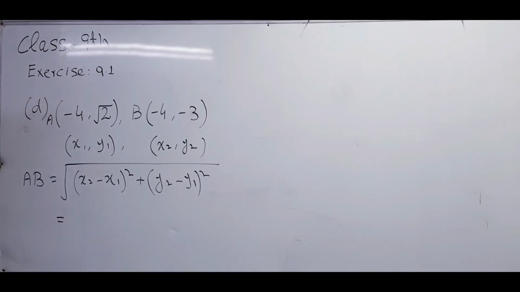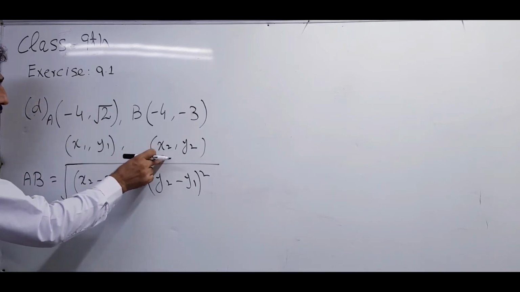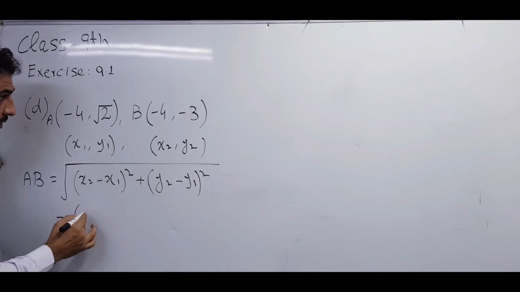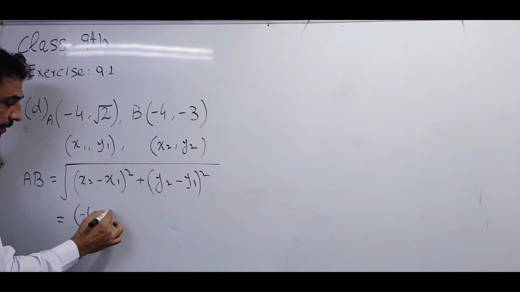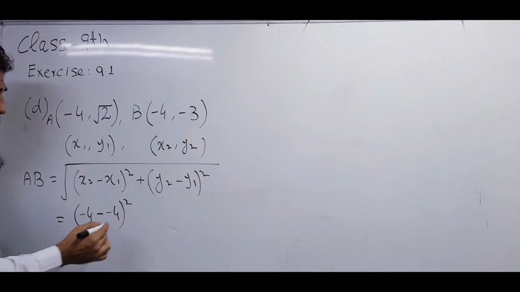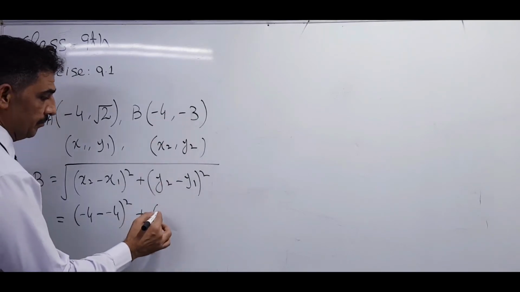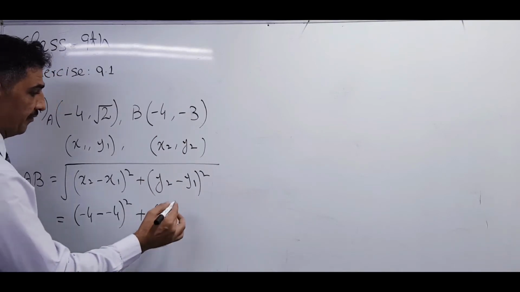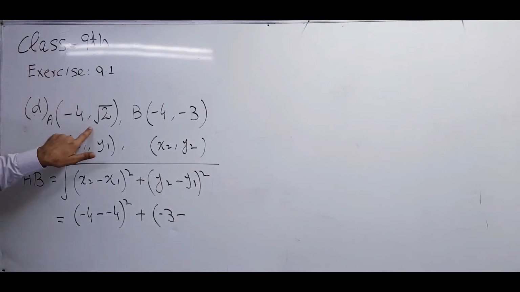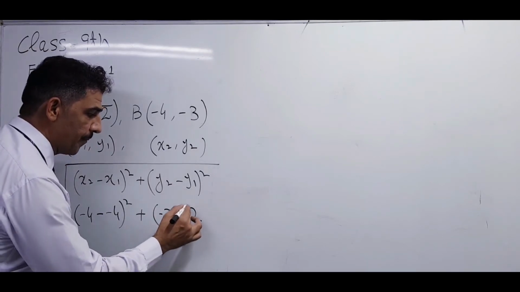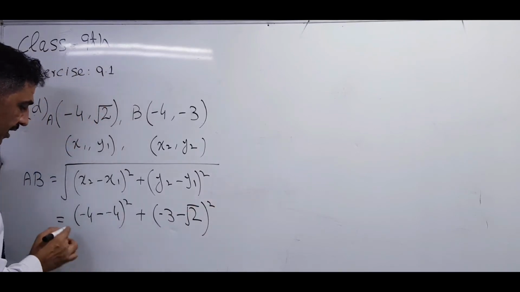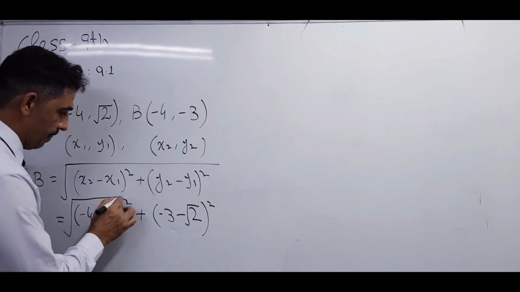So x2 minus x1, what is that? X2 minus x1, that is x2 and this is x1. So minus 4 and minus of the formula, and this minus will come, square, plus y2 minus y1, minus 3 and the formula minus 2 root. What is here? 2 root. We will put it here, root 2 whole square, like this.